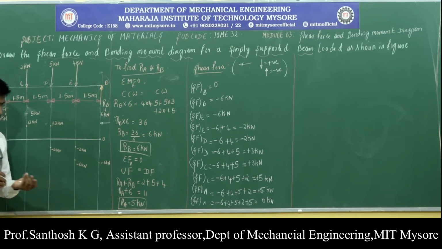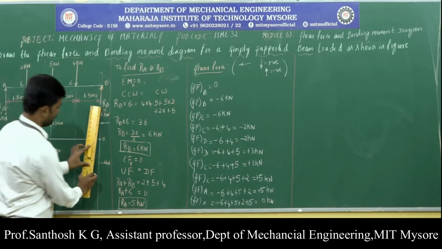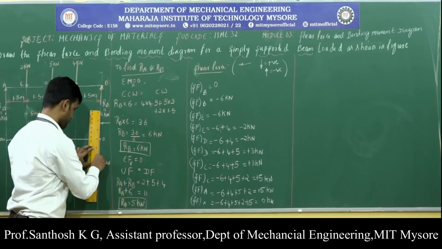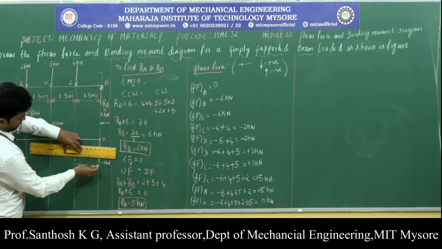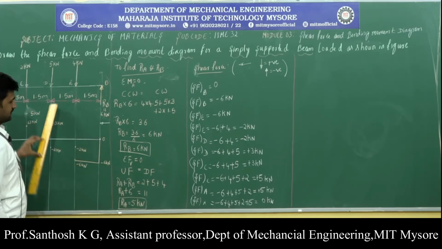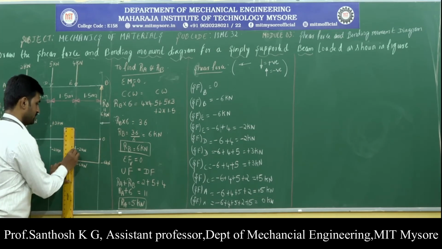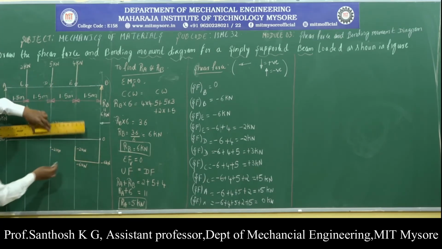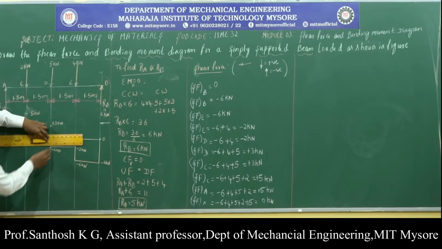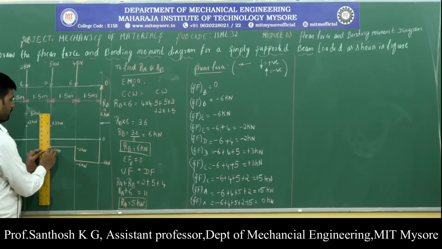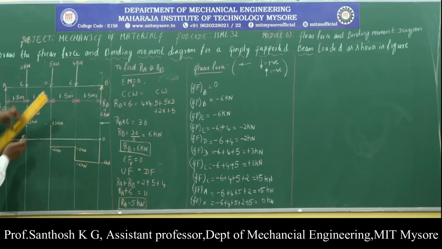Now, you join all the points to get the shear force diagram. So, first I will join 0 to 6, then minus 6 to plus 6, then I will join 6 to minus 2, then from minus 2 to minus 2, then from minus 2 to plus 3, then from plus 3 to plus 3, again from 3 to 5, then from 5 to 5, then from 5 to 0.